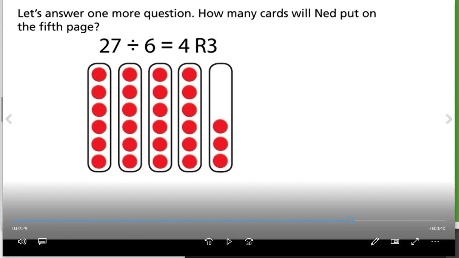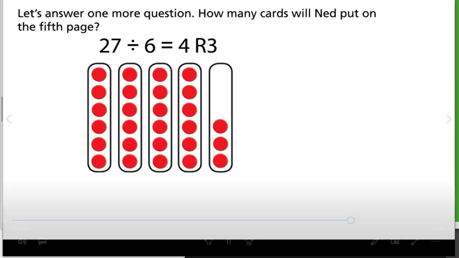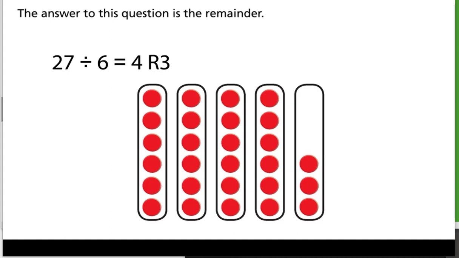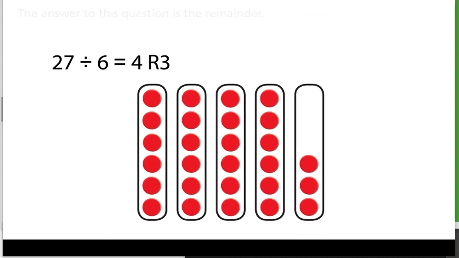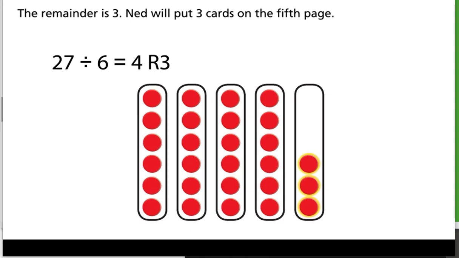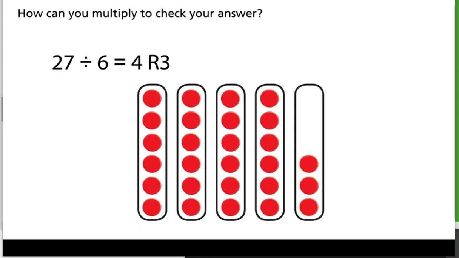3 cards. Thank you, my hero. The answer to this question is the remainder. The remainder is 3. Ned will put 3 cards on the 5th page. How can you multiply to check your answer?